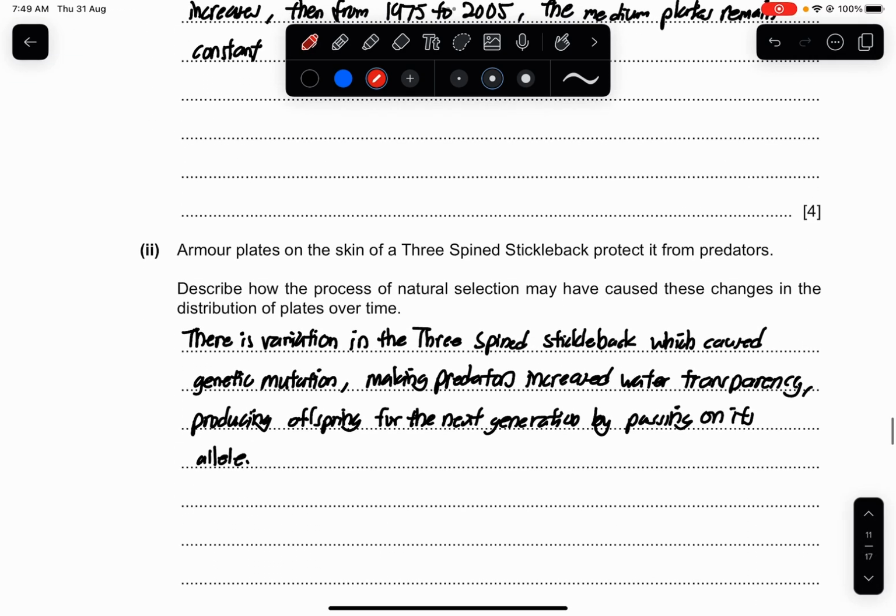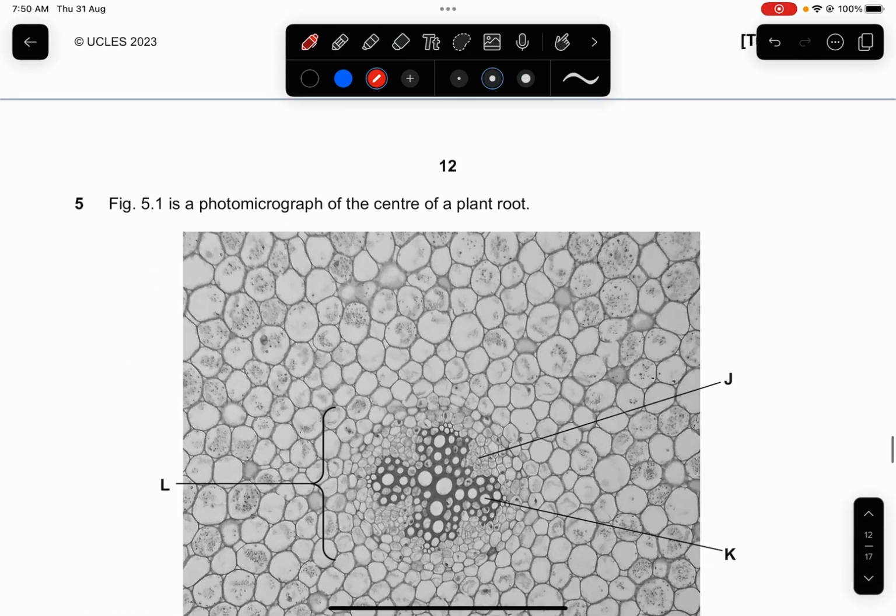Okay. Part 2. Armor plates on the skin of a tree-spine stickleback protect it from predators. Describe how the process of natural selection may have caused these changes in the distribution plates over time. Basically, it's just what is natural variation and natural selection, how it caused it. So there is variation in the tree-spine stickleback which caused genetic mutation, making predators increase water transparency, producing offspring for the next generation by passing on its allele. 5 marks.